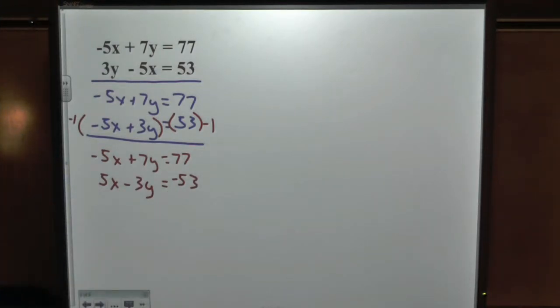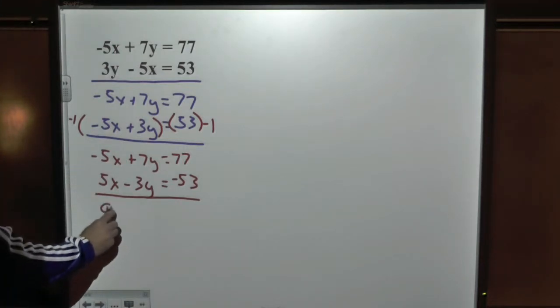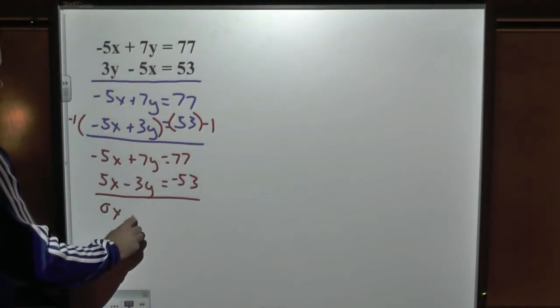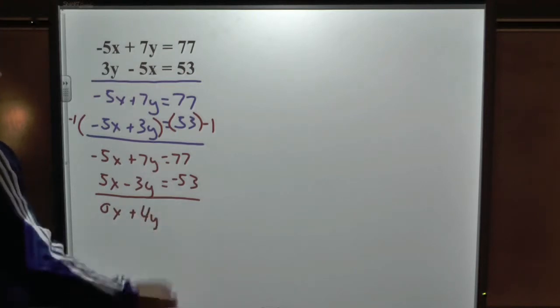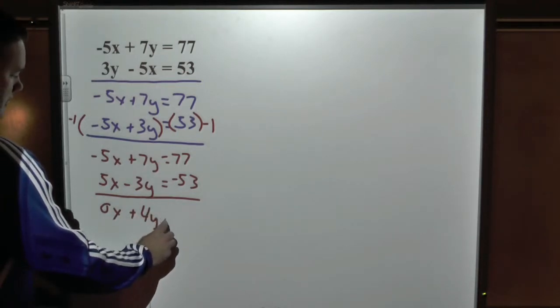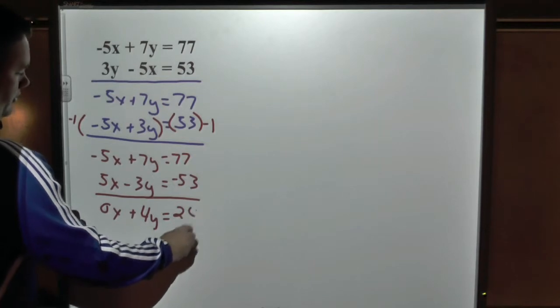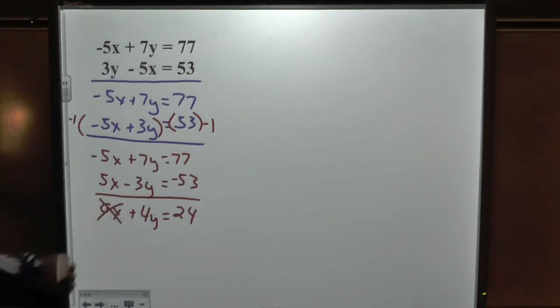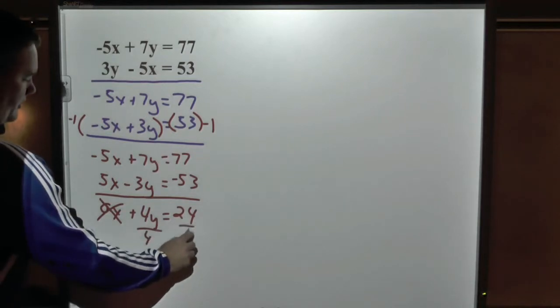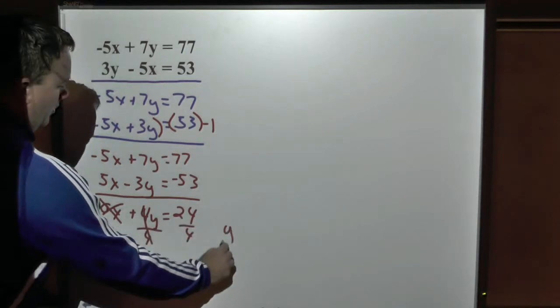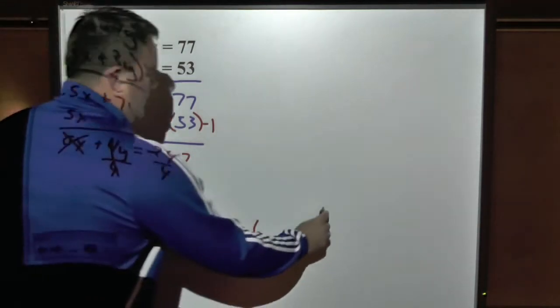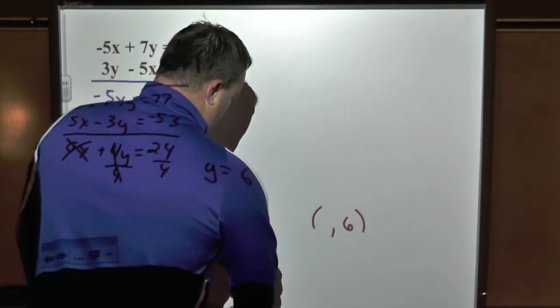So at this point, now we can add straight down to eliminate a variable. Negative 5x and 5x is 0x. 7y minus 3y is 4y. And 77 minus 53 equals 24. As you notice, we have eliminated x. We are now solving for y. Divide both sides by 4. y equals 6. So now we've got y.